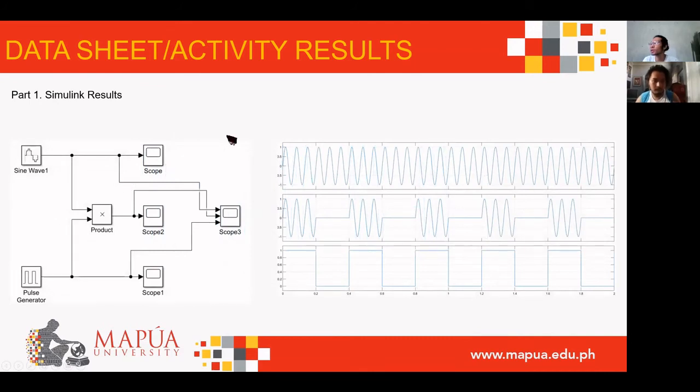So here we can compare the results using scope 3. We can feed all the output signals from the sine wave, the pulse generator, and of course the product or the ASK signal of the two input signals. So in the top plot is the sinusoidal wave or the modulating signal, then the ASK signal in the middle, and the pulse generated signal on the lowest part or the last part of this figure.